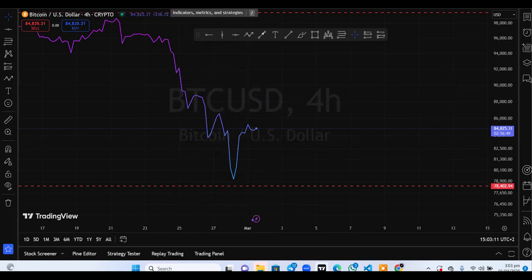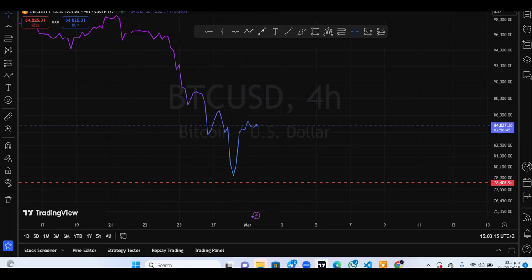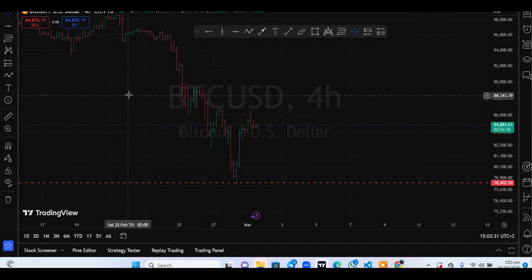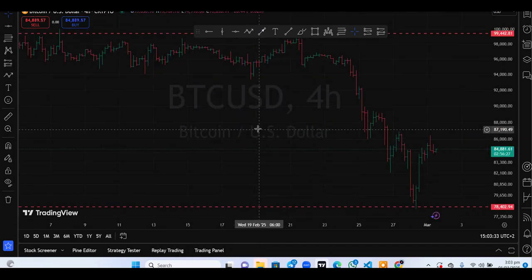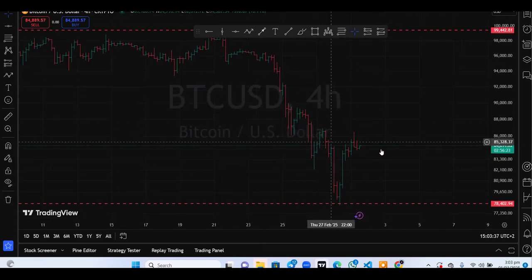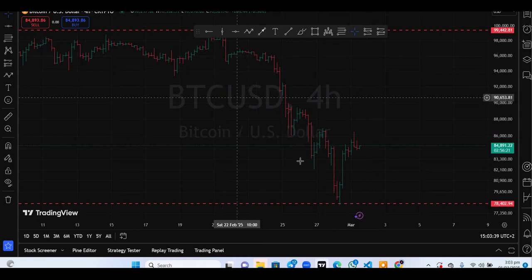We also have another type of chart, known as bar charts. So this here is a bar chart. It is different from candlesticks and also from the line chart. So this is another type of chart that we have.